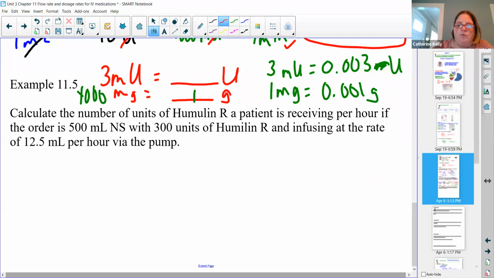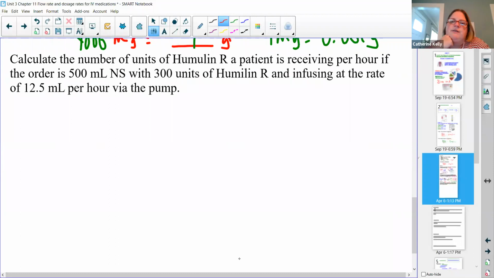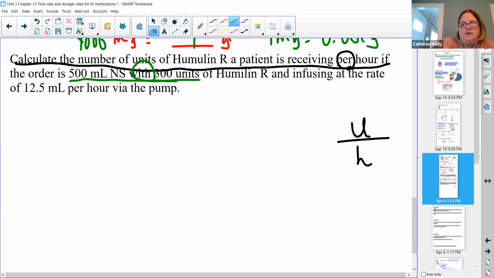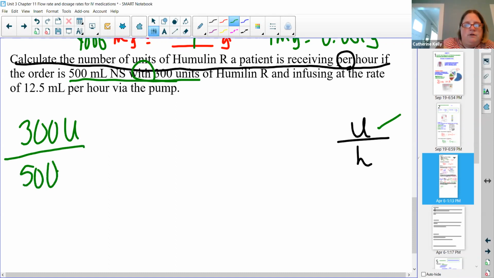Calculate the number of units of Humulin R a patient is receiving per hour if the order is 500 milliliters in normal saline with 300 units of Humulin R and infusing at the rate of 12.5 milliliters per hour via the pump. So what is this question asking me? It says that what I want to do is calculate the number of units per hour. So I need units per hour. And here it says 500 milliliters with 300 units. So I'm going to put the 300 on top so that the units match the units here. So 300 units for 500 milliliters.